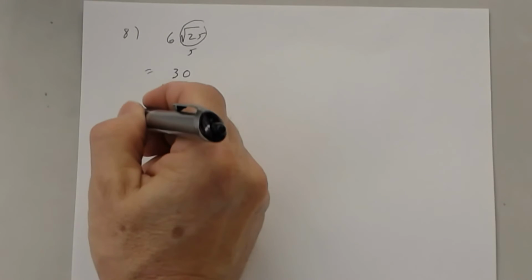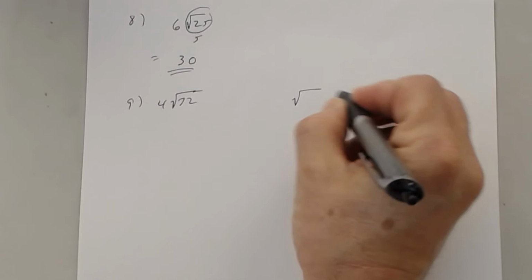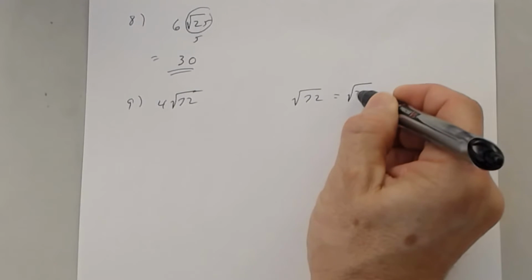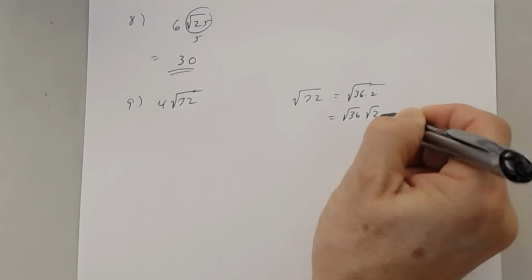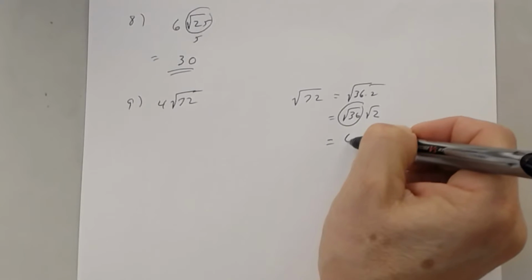All right, number 9. You have 4 times the square root of 72. Is 72 a perfect square? No. What's the largest perfect square that will go into 72, though? Use the largest: 36. So I'm going to go off to the side and figure out what the square root of 72 is simplified. That's the square root of 36 times 2, so the square root of 36 times the square root of 2. And what's the square root of 36? 6. So you get 6 square root of 2.